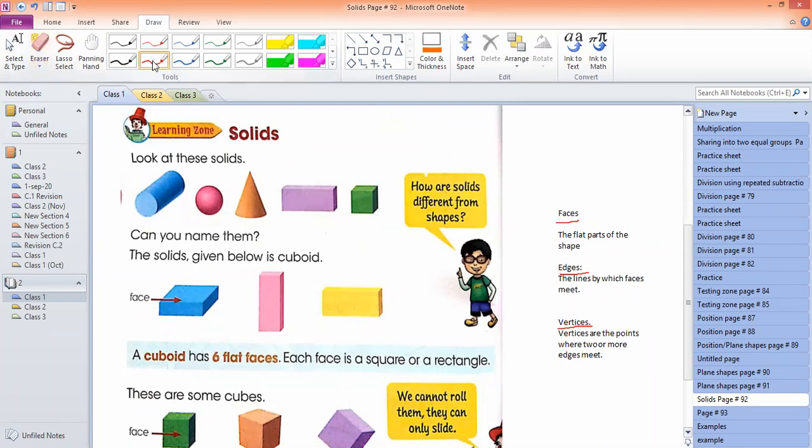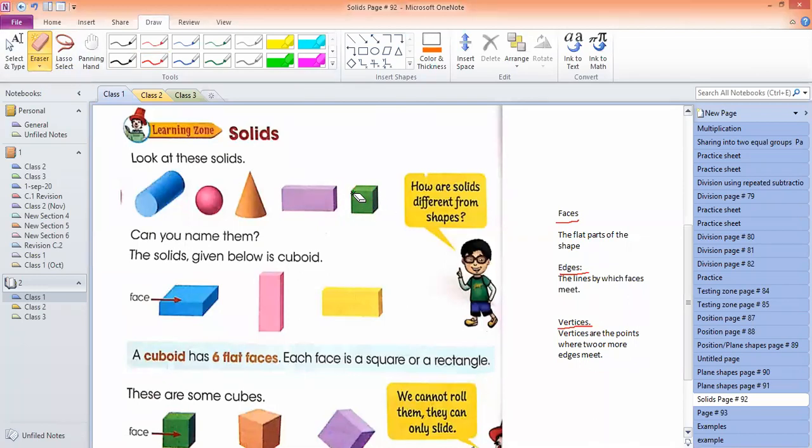If I ask you how many corners or vertices does cube have, you will say, sir, cube is having 8 vertices. On the front, there are 4 vertices. 1, 2, 3, 4. And exactly on the back, there are 4 vertices. So there are total 8 vertices in cube.